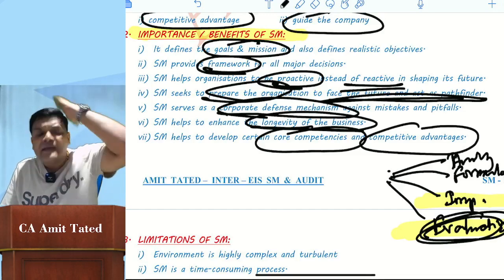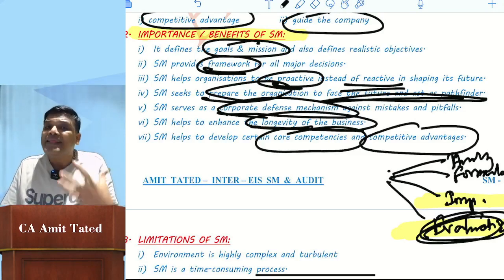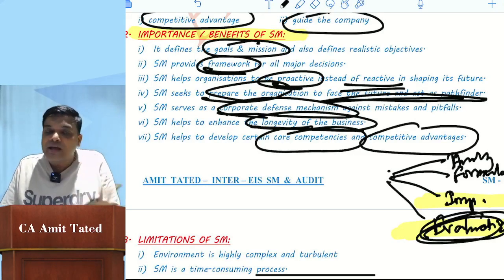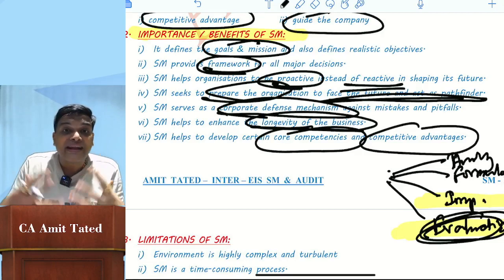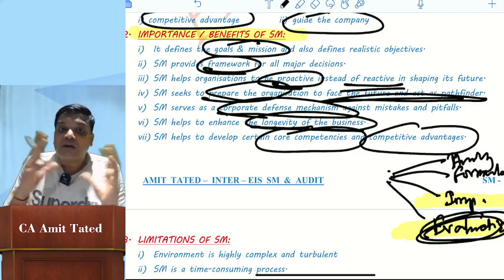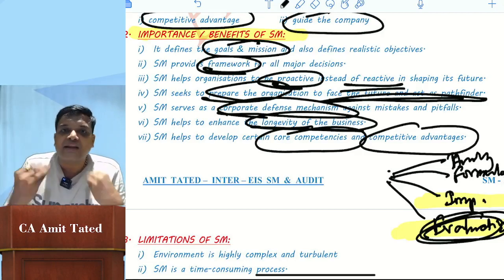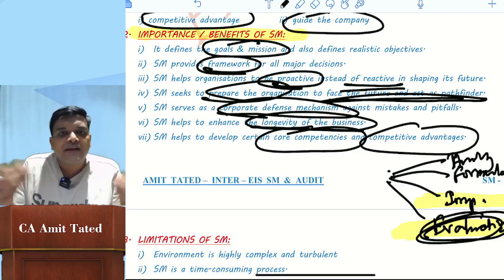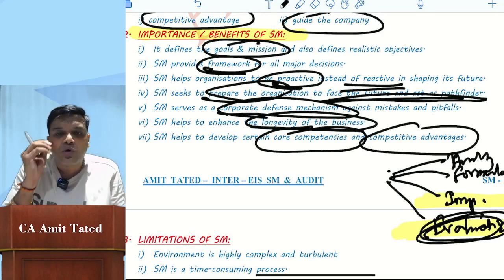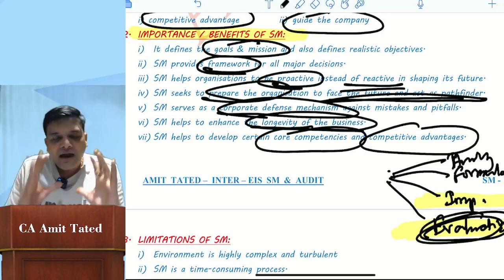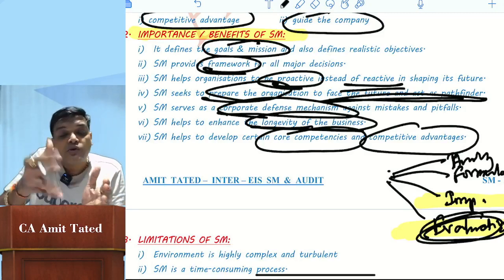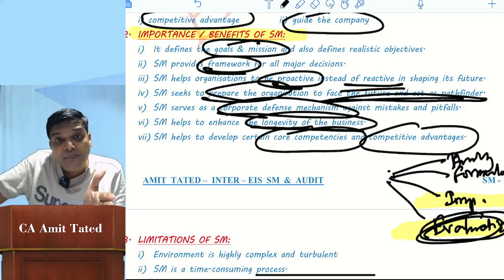Core competency means something unique I am having that others do not. And make sure core competency does not go with an individual. Organization does not run on individual core competency. That is not core competency. For example, if there is an education institute, if Amit Tated is teaching conceptually, 100%, that is one core competency, but an education institute will require multiple core competencies.